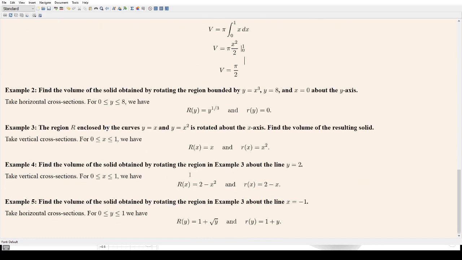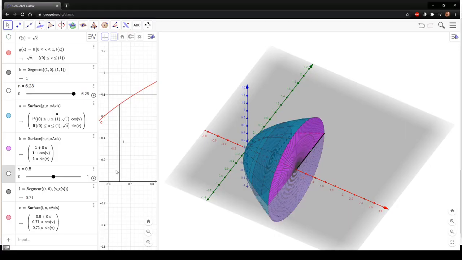Okay, so let's do a few more examples. Find the volume of the solid obtained by rotating the region bounded by y equals x cubed, y equals 8, and x equals 0. So x equals 0, that's just the y-axis, about the x-axis. So you take this region, rotate it about the y-axis, and we obtain, again, some sort of solid of revolution. So let's go back to GeoGebra and see what that would look like.